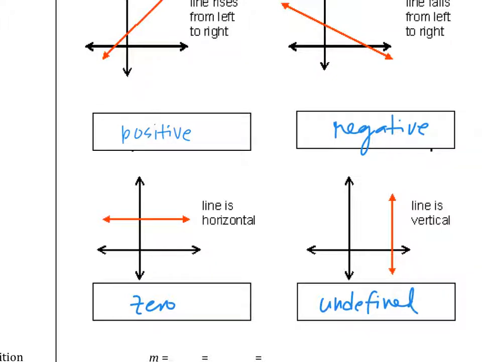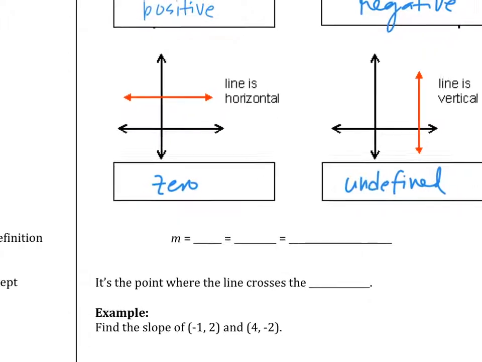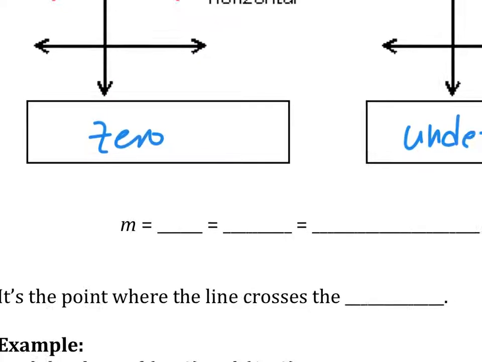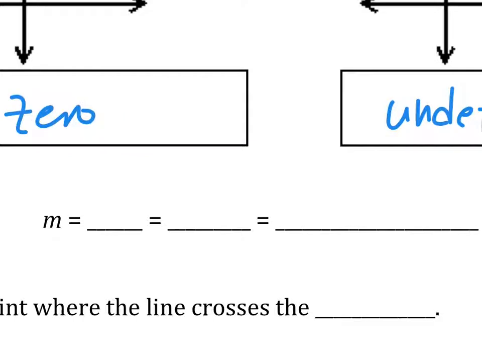Okay, so quick review of your slope. Slope by definition, do you guys remember what it is? Slope is m. Yeah. Okay, rise over run. So how far you go up and down divided by how far you go across left and right. So rise over run. What else do we know about slope?